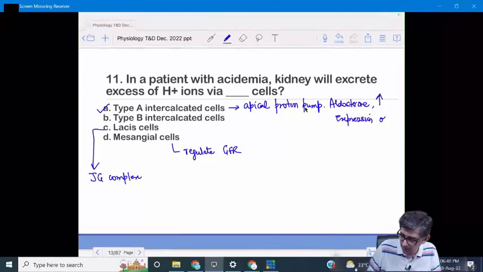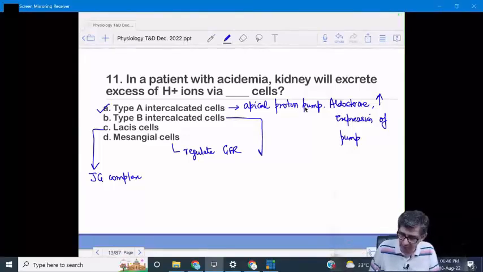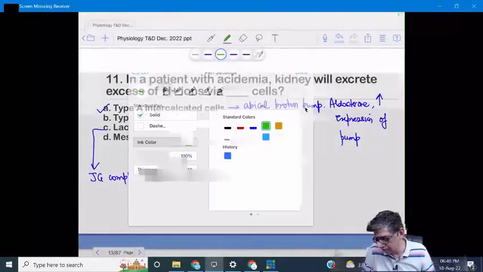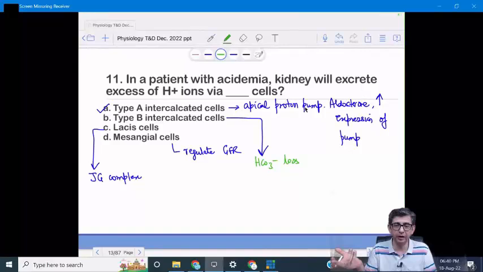And if the expression of the apical proton pump increases, hydrogen ions start leaving the body. The question that would come to your mind is, what do type B intercalated cells do? Type B intercalated cells are responsible for bicarbonate loss. Suppose bicarbonate is rising in the body, how would the body get rid of the excess? Like a person having metabolic alkalosis, in which bicarbonate will be more. The body has to kick out the bicarbonate, so type B intercalated cells come in. And if metabolic acidosis occurs and hydrogen ions are more, then type A alpha intercalated cells come into the picture, and they help in release of protons from the body.